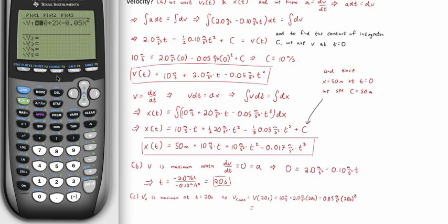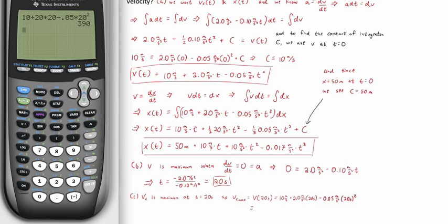Okay, so we're just going to plug this in. 10 plus 20 multiplied by 20, so actually it's 20 squared, and then minus 0.005. All right, well, too many zeros. Okay, and then multiplied by 20 squared. Okay, looks good. Okay, so that's giving us 390.